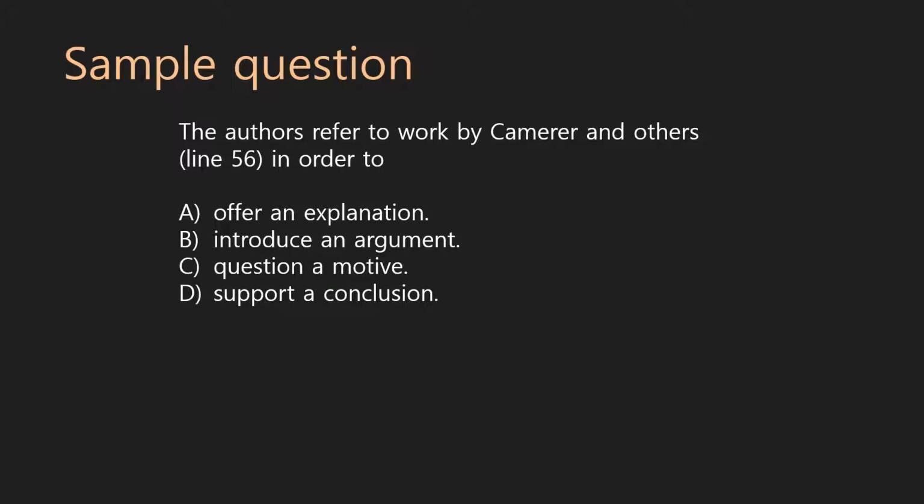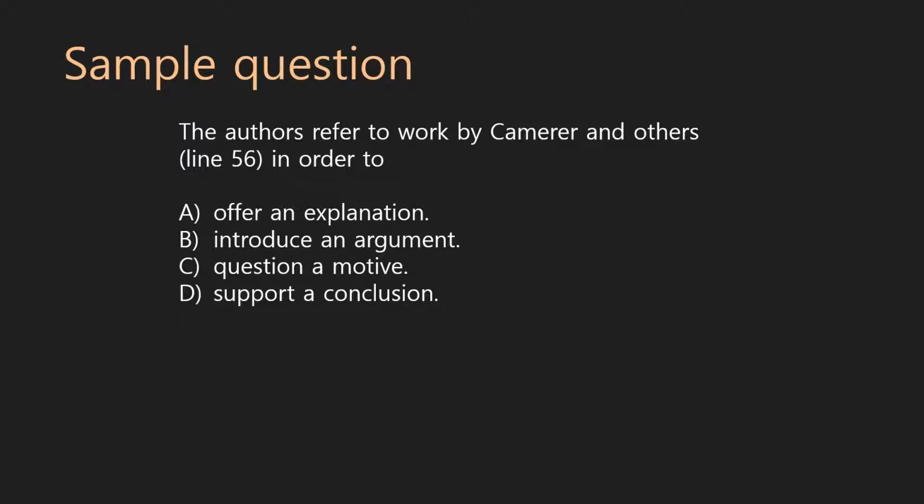But that's not what any of the answer choices say. So let's look at the answer choices again. Which of these are being referred to? This is offering an explanation. So let's see, first of all, how is this an explanation? Well, it's explaining Camara's theory, right? That's one possible explanation. So let's think of that as a maybe. It's introducing an argument. Yeah, I mean, there's an argument there, I guess. It's the argument about why people give gifts.